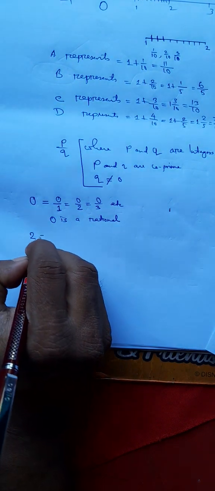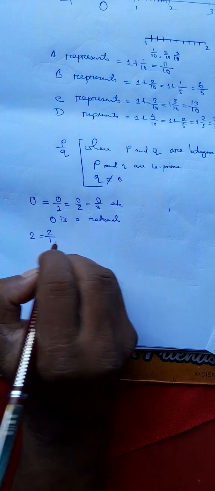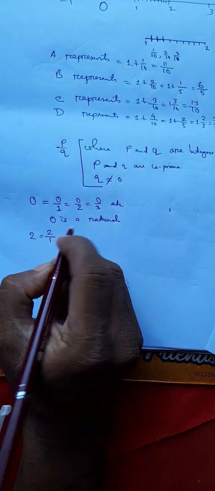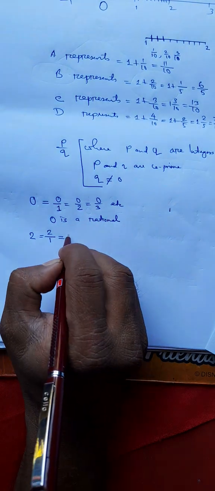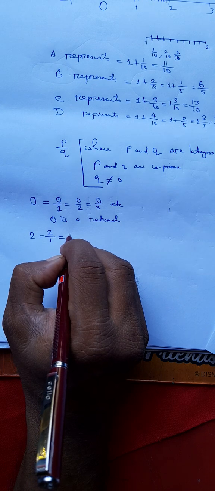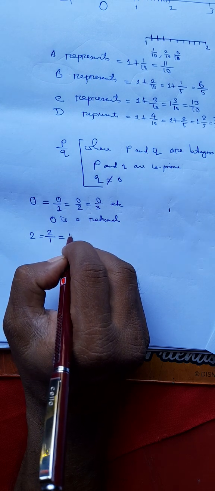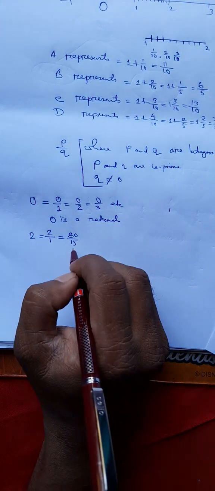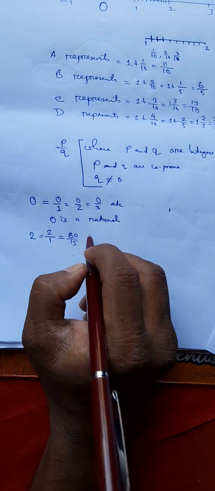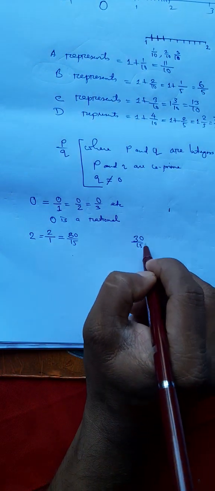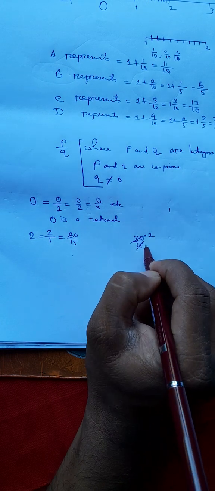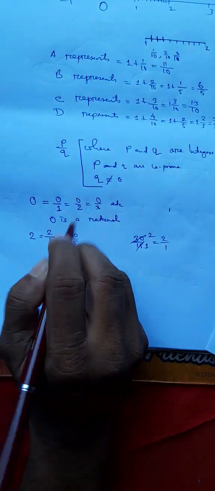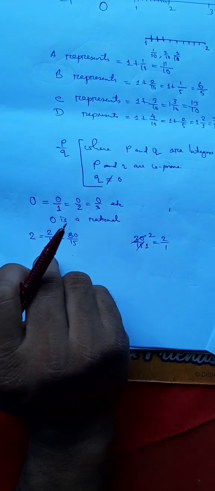So let's talk about any integer, say for example 2. 2 can be expressed as 2 by 1, p by q. 2 and 1 don't have common factors other than 1. Say for example 30 by 15, suppose 30 by 15. It is in p by q form, but if you convert this into lowest terms, dividing by 15 gives 2 by 1. So you can express it in p by q form.